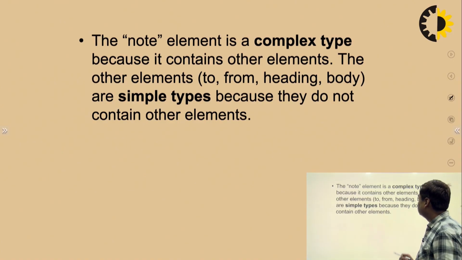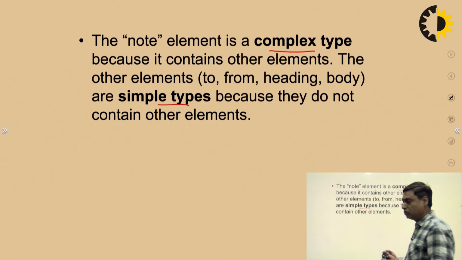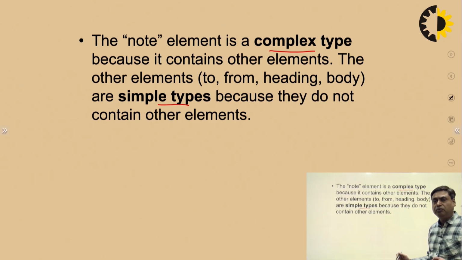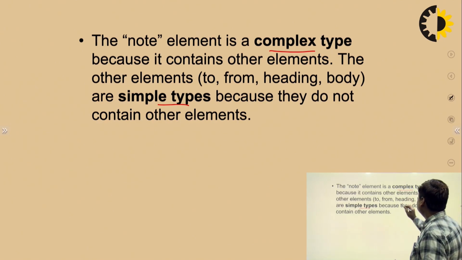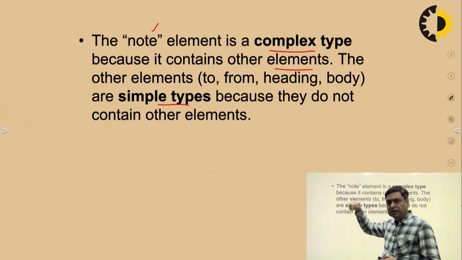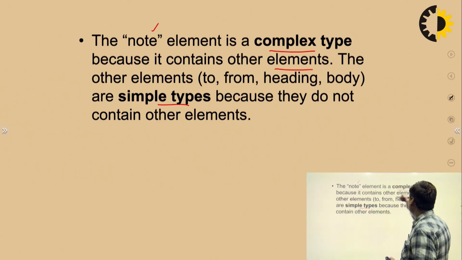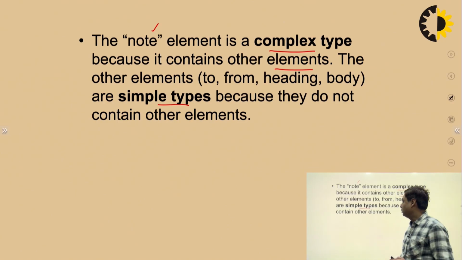Next, there are 2 types of elements in XML schema: complex type and simple type. We must know what a complex type element is and what a simple type element is. If any element contains other elements, then it is called a complex type. So node is the element which contains other elements. The other elements are to, from, heading and body. So we call node a complex type.